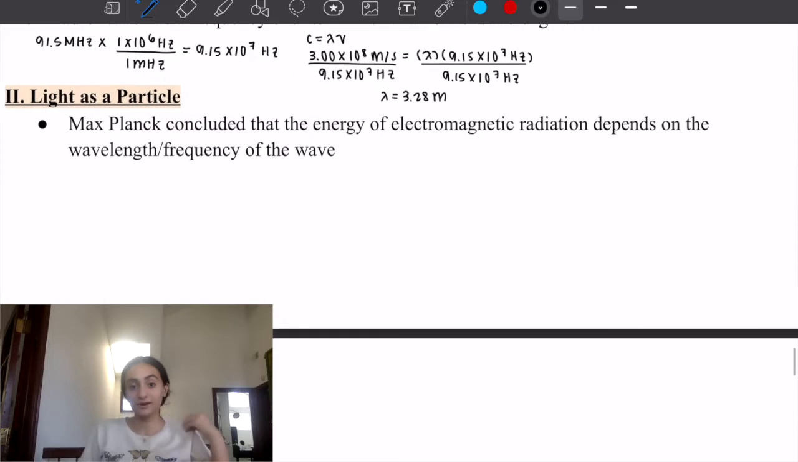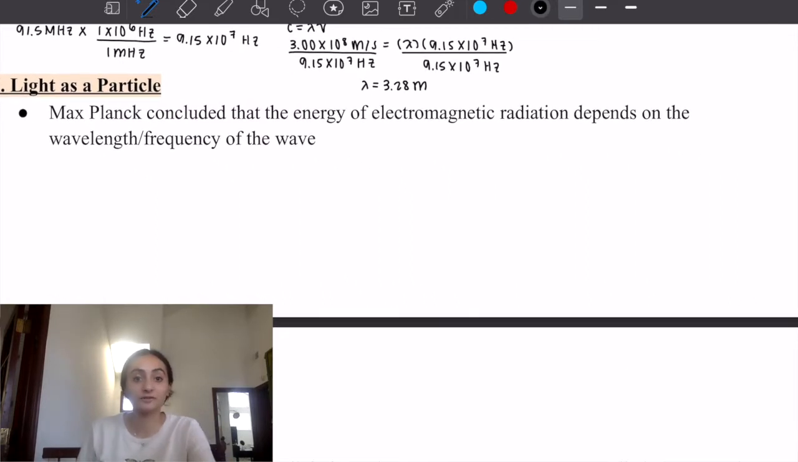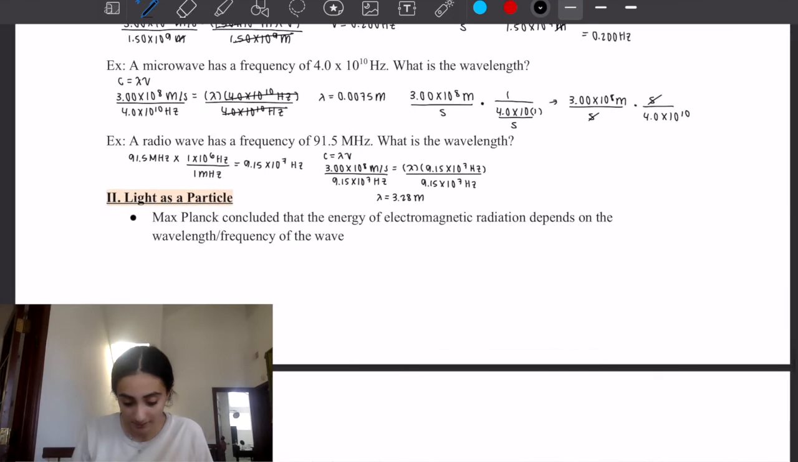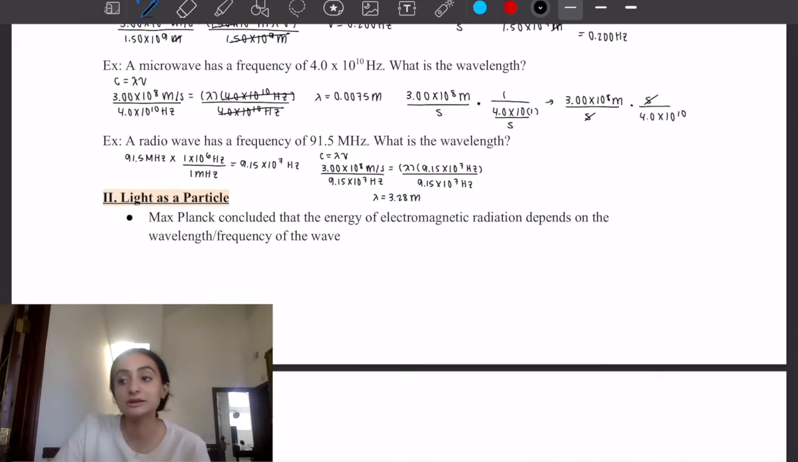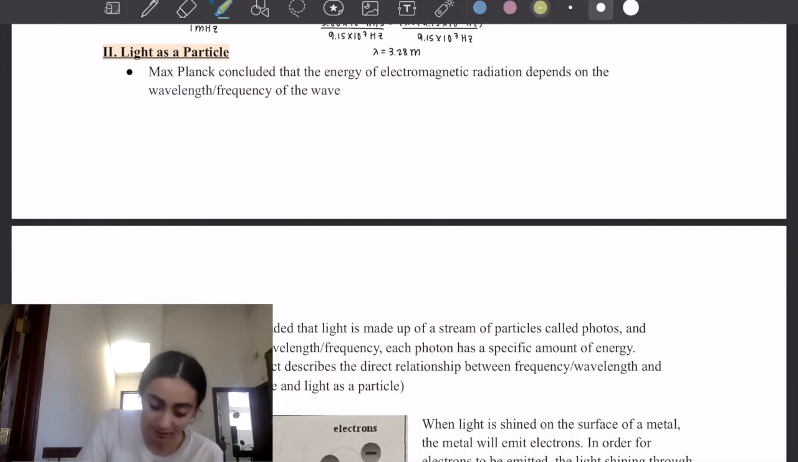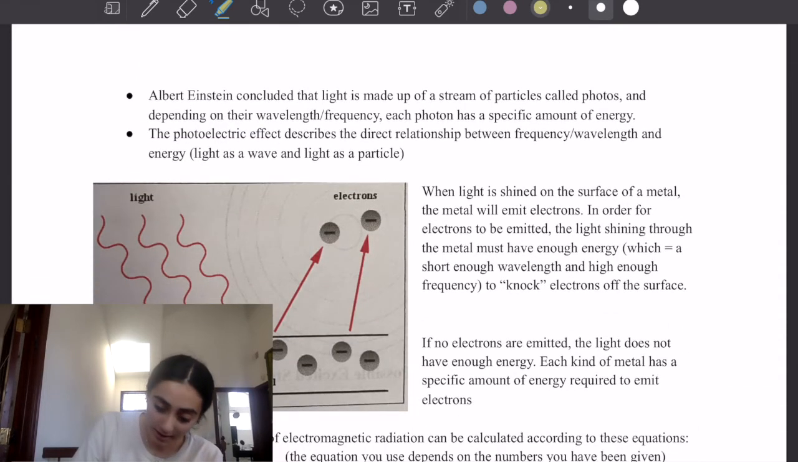Okay, so that's light as a wave. It has a wavelength and a frequency, and it's part of the electromagnetic spectrum. Now we're going to talk about light as a particle, which basically means that light has energy. So it was concluded by Max Planck that the energy of electromagnetic radiation depends on its wavelength and frequency. So that, in part with Albert Einstein's conclusion that light is made up of photons, which is basically a stream of particles, led to determining that light has energy.